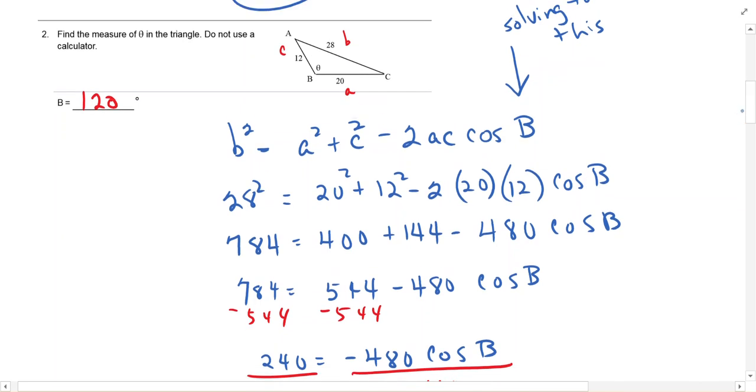Same thing for number 2. You have angle B that you're supposed to find.